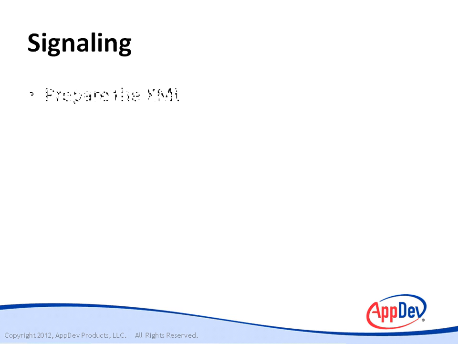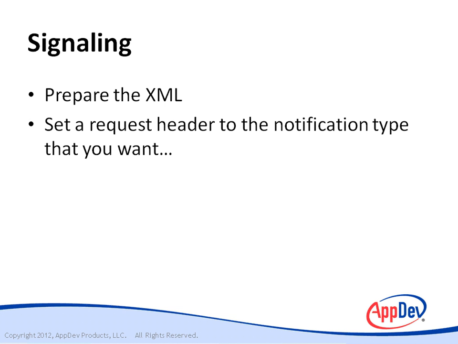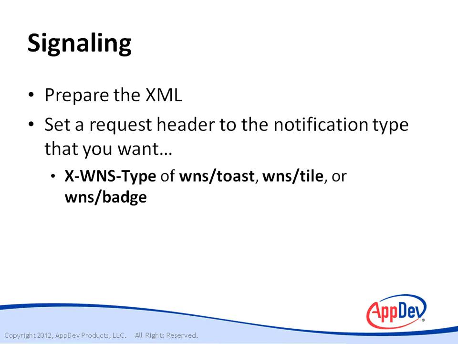When it's time to do the signaling, we prepare the XML that we want to send. And to reiterate, this is exactly the same XML as we would pass if we were doing local notifications. We then set a request header to the notification type that you want. And all three notification types are represented here. So we're going to pass through WNS toast, but we could pass through WNS tile or WNS badge. And these are done through the X-WNS-Type headers.